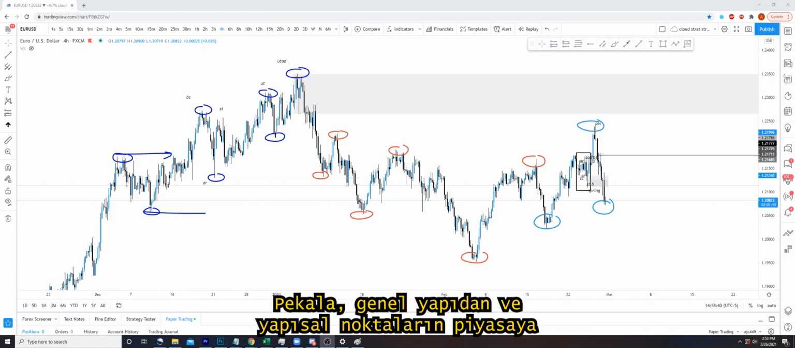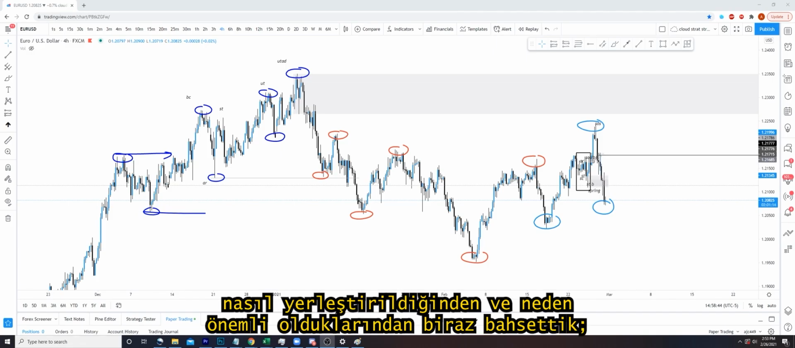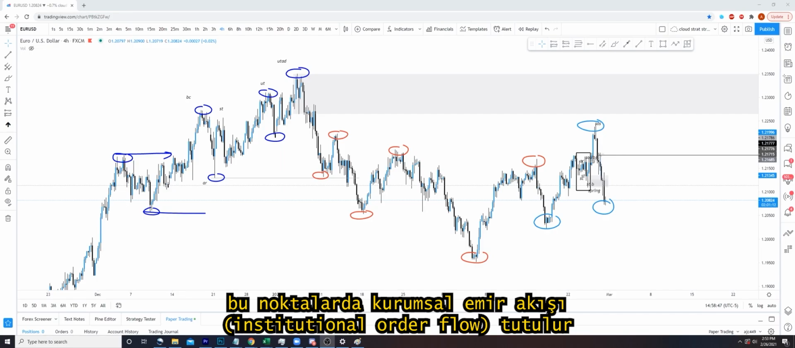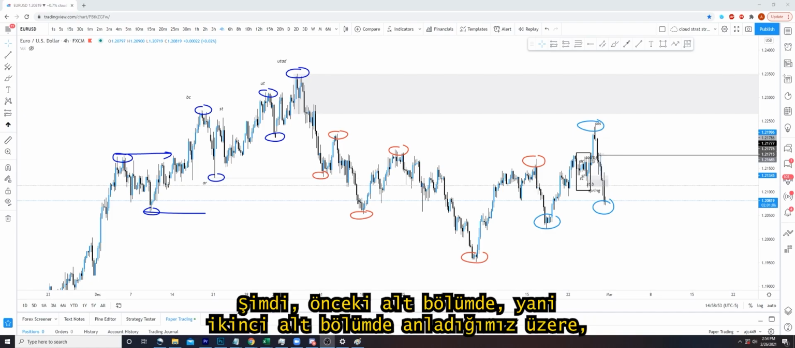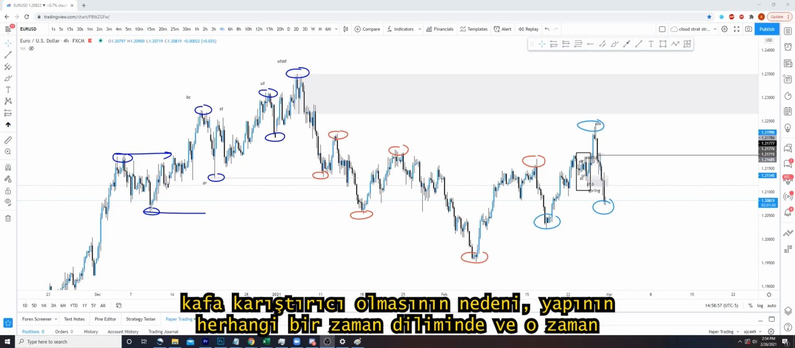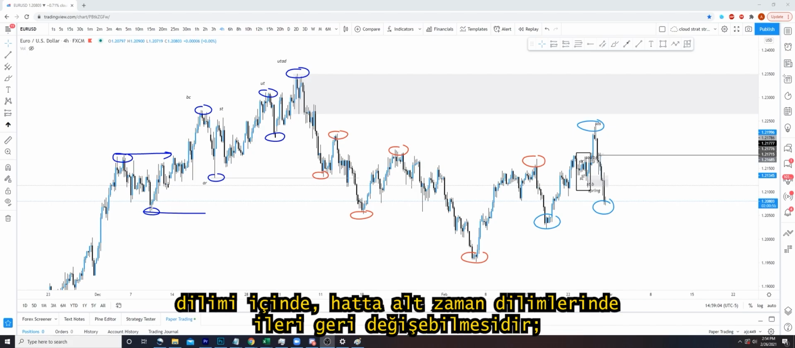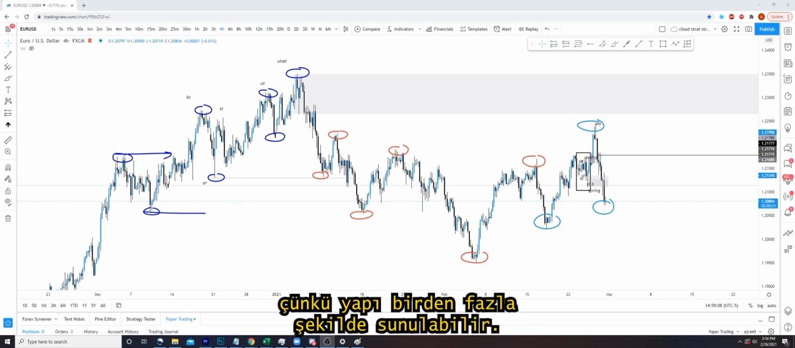Okay, so we've spoken a little bit about overall structure and how structural points are put into the market and why they're important, which is institutional order flow is held at these points because if they want to continue making money in a certain direction, they will hold these points. Now, the reason it gets confusing, as we understood in the previous subsection 2, is because structure can shift back and forth on any time frame, as well as within those time frames, lower time frames, because structure can be delivered in multiple ways.